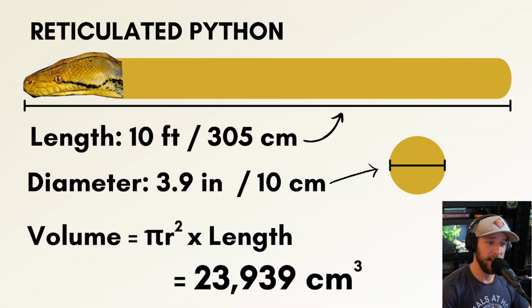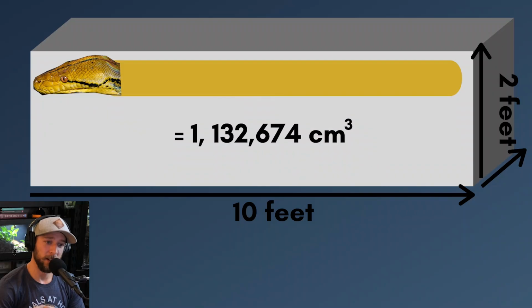Now, to figure out the volume of the snake, we just do like we did last time, and this particular snake has a volume of 23,939 centimeters cubed. Now, let's put this snake in a 10-foot long enclosure. So we have a 10-foot long enclosure here that's 2 feet tall and 2 feet wide. And some of you may say, whoa, whoa, whoa, you would never put a 10-foot long reticulated python in only a 2-foot tall enclosure. Yes, that's probably true. I'm still going to use this as an example because you're going to see right away how little that matters. So this enclosure is 1,132,674 centimeters cubed, which sounds quite large. But let's see how many times this python can fit in this enclosure.